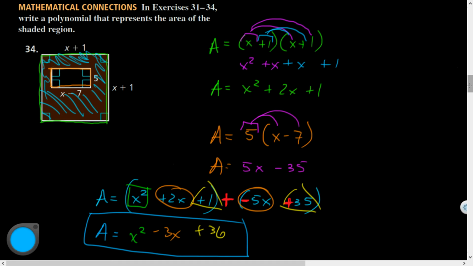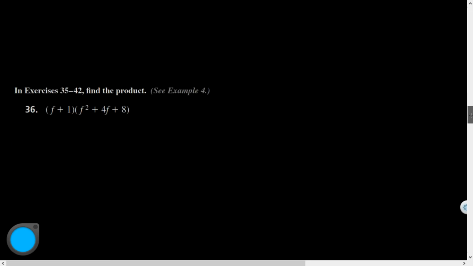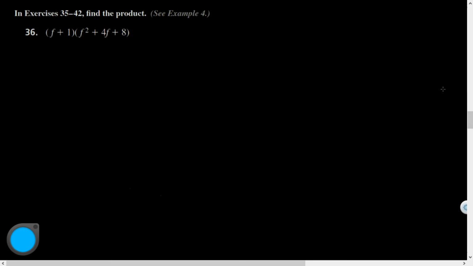I think, did I pick one more question? I did! Oh yeah! Here we go. So this is a binomial times a trinomial. So FOIL will not work, my friends. So I'm going to have to either double distribute or triple distribute, whatever you'd want to call it.